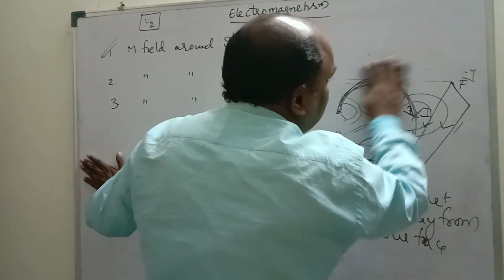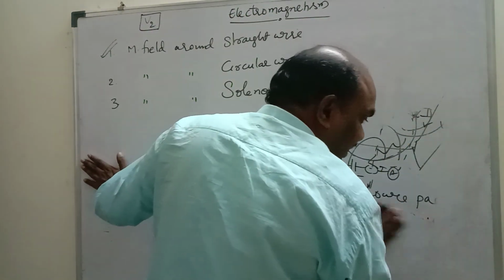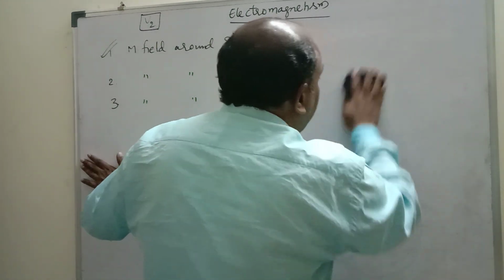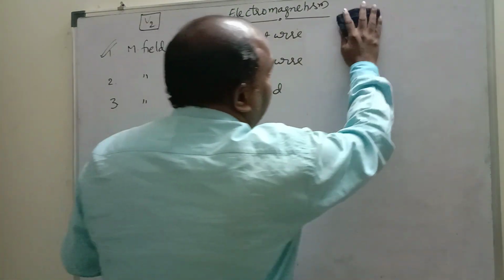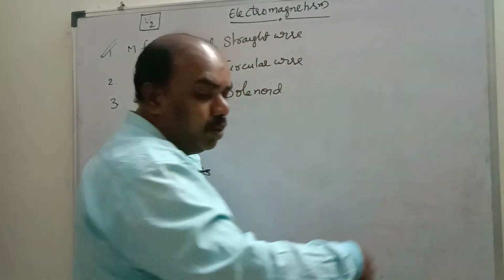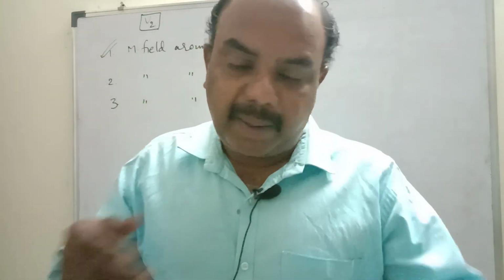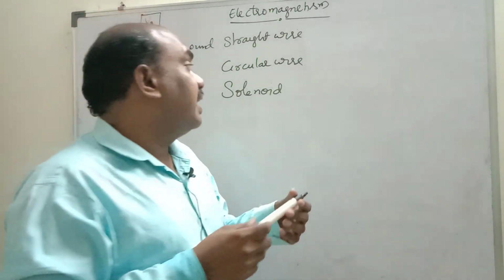Current direction is always perpendicular to the direction of a magnetic field. Also remember, current and magnetic field are both perpendicular to each other. Current direction and magnetic field direction are both perpendicular. Perpendicular means the angle between them is 90 degrees.